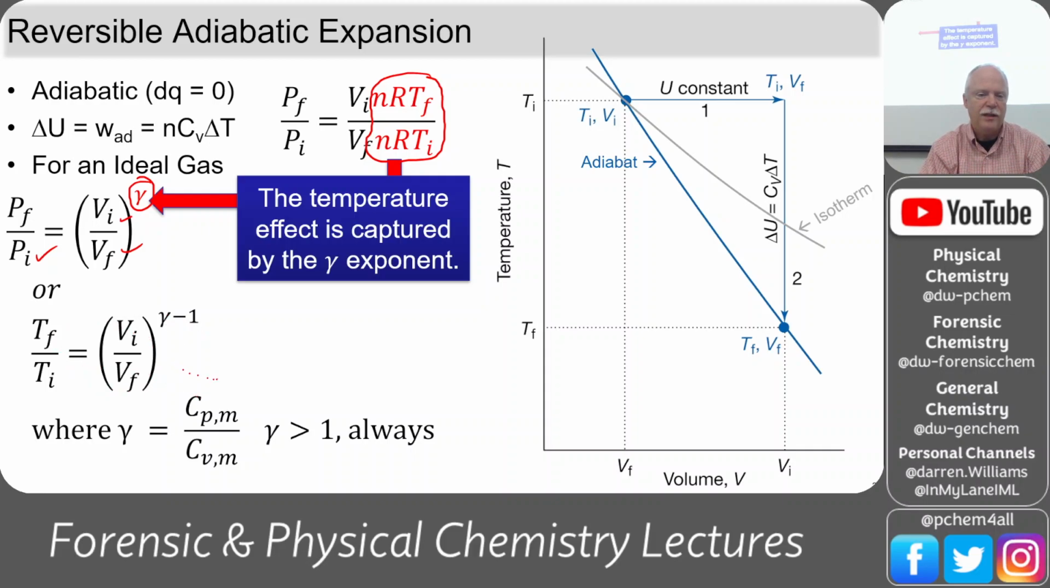And what is gamma? Well, this is gamma right here. It's the ratio of the heat capacity at constant pressure and the heat capacity at constant volume. Remember that Cp is equal to Cv plus R. So it's always bigger than Cv, so it's always greater than 1. Gamma is always greater than 1.